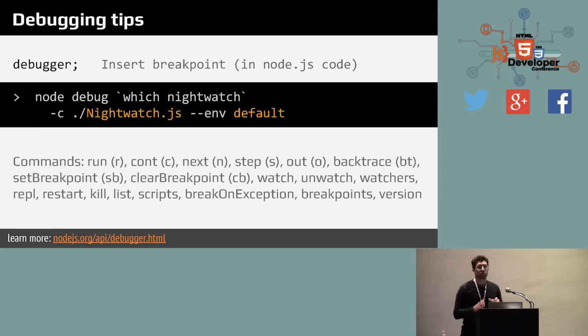The other option is if you're trying to debug your test code itself, probably the easiest way to do it, in my opinion, is to just use the debugger statement and then hop into the Node debugger to step through your code. If you're not familiar with the Node debugger, there's a link at the bottom where you can look at the API docs. There's also some instructions on the Nightwatch website on how to set this up with WebStorm. So if you like more of a visual or GUI debugger, you can do that as well.